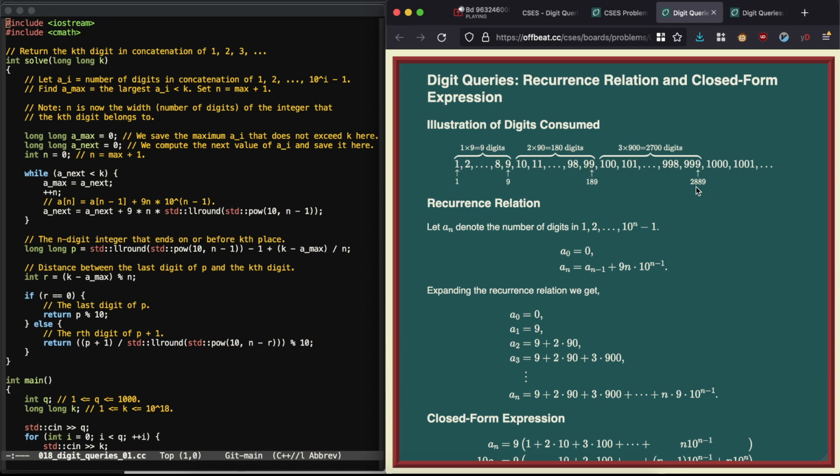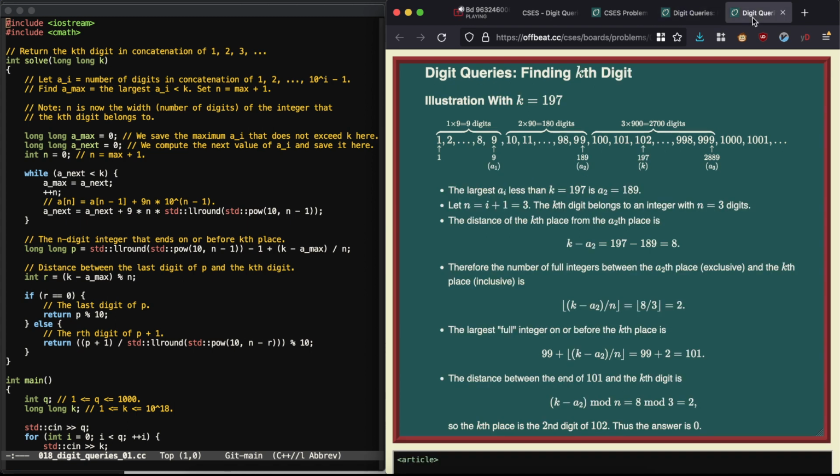And similarly, A3 represents the number of digits consumed from 1 to the largest 3-digit integer, which is 999. So that is the sequence A. Okay, so we will find the largest Ai such that it is less than our k. So in this case, it is 189.